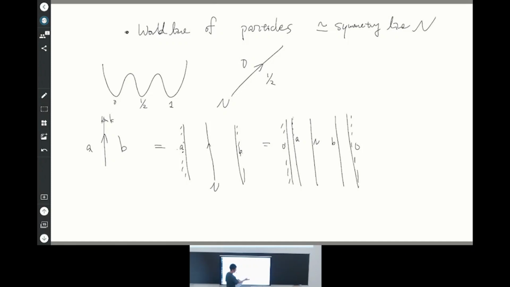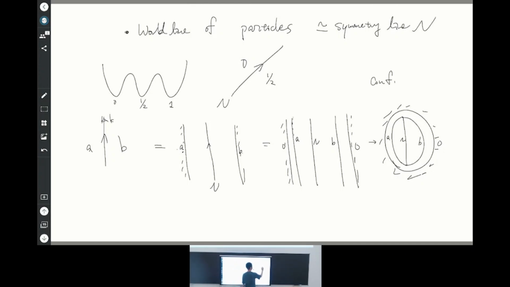And this is a kind of open string, like a cylinder diagram. But if you compactify future infinity and past infinity, you can also think of this as a disk with vacuum and this network of lines. So this basically means that a configuration of kinks can be understood as a network of lines.